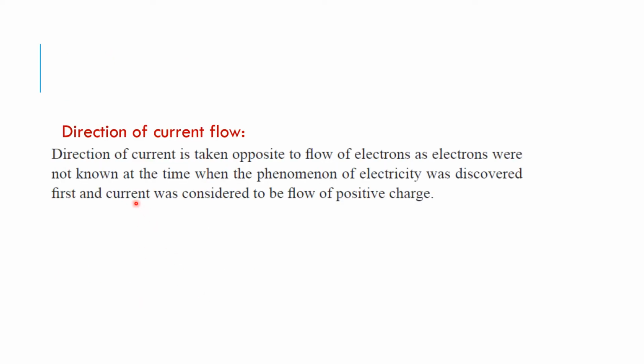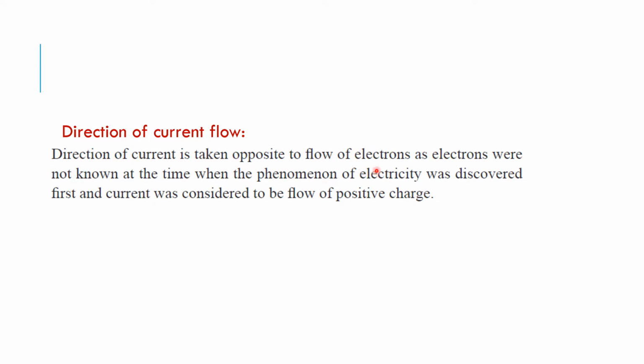Now what would be the direction of electric current? That is also very important. Direction of electric current is taken as opposite to the flow of electrons. We already defined electric current as flow of charge carriers, that is nothing but electrons. But the direction is taken as opposite to the flow of electrons. The reason is electrons were not known at the time when the phenomenon of electricity was discovered.